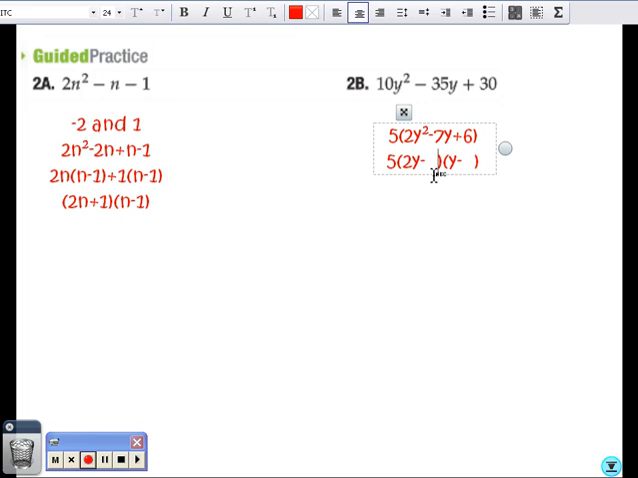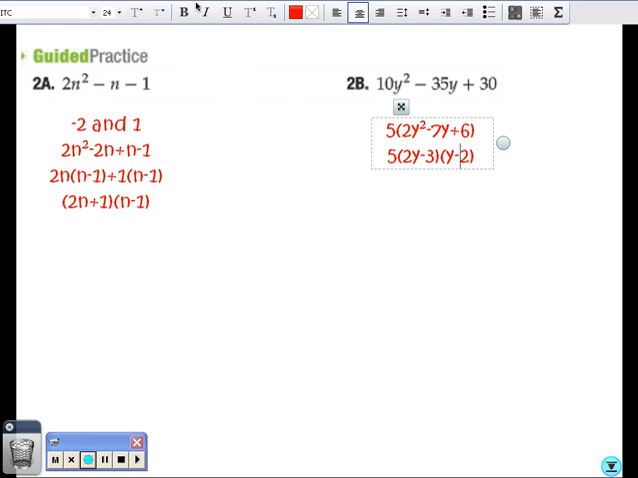Okay? If I guess 2 here and 3 here, I get negative 2y in the middle. I get negative 6y on the outside. That doesn't work. Okay? So I'm going to change them. I'll put 2 here and 3 here. And then, just by looking at my FOIL, negative 3 times y is negative 3y. 2y times negative 2 is negative 4y. Negative 4y plus negative 3y gives me my 7.